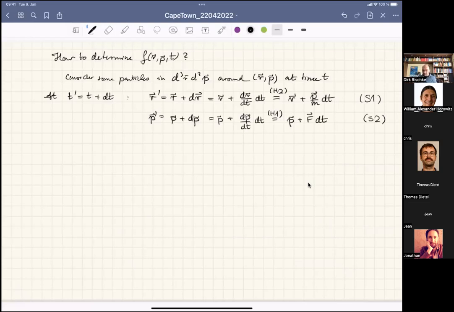And I cannot lose any particle. I'm not annihilating some or creating new ones. I just follow the particles in phase space, okay? Which means that this number is conserved. The average number of particles is conserved under this flow.